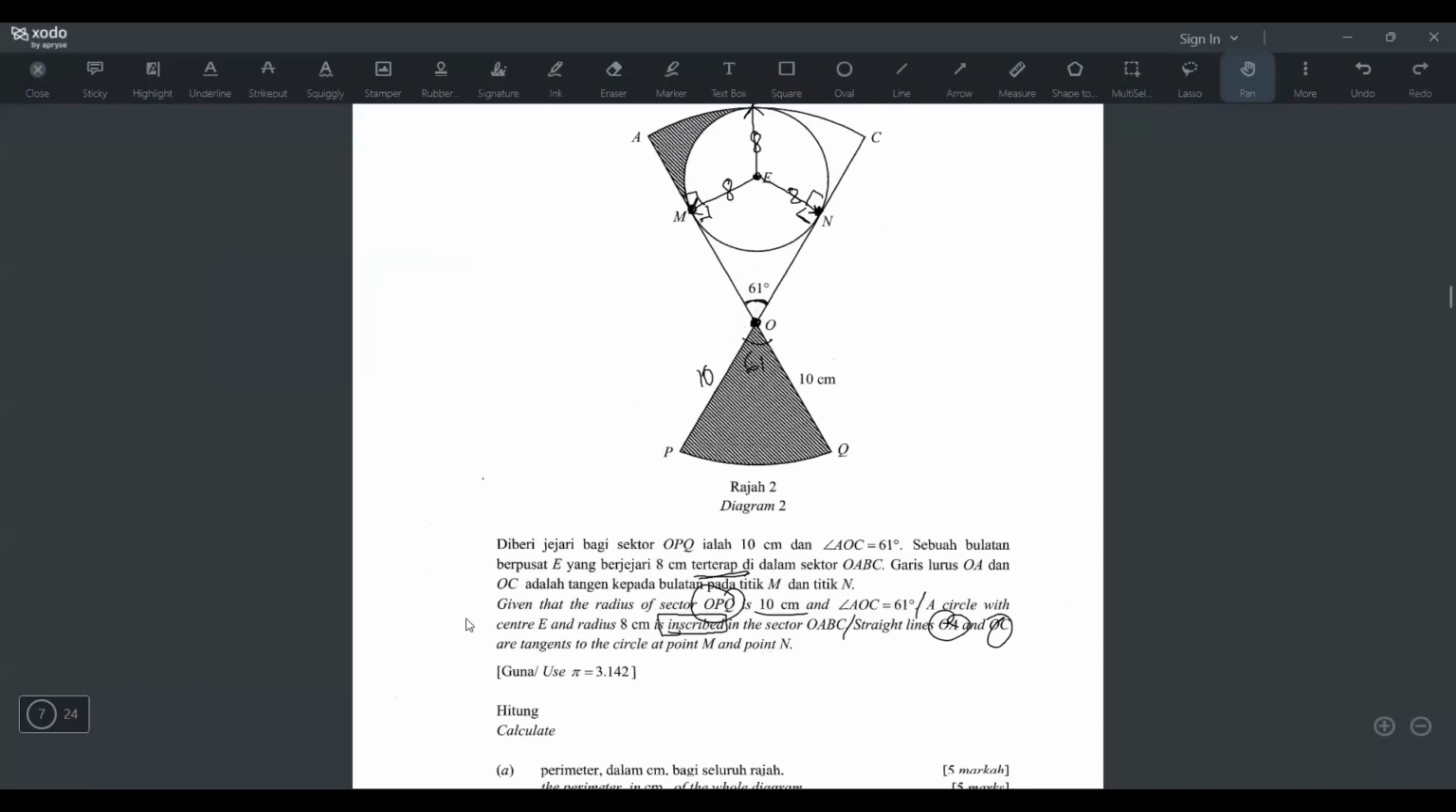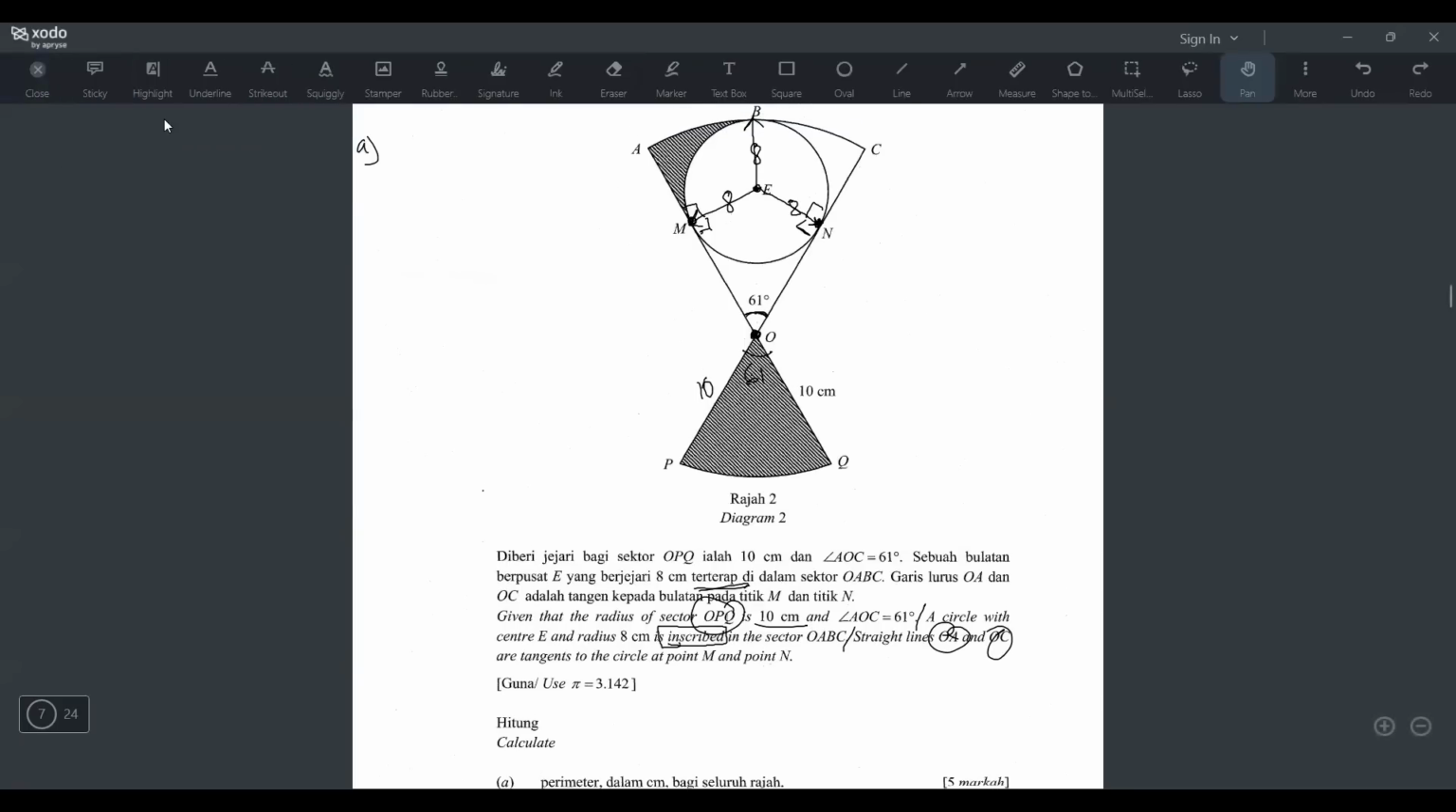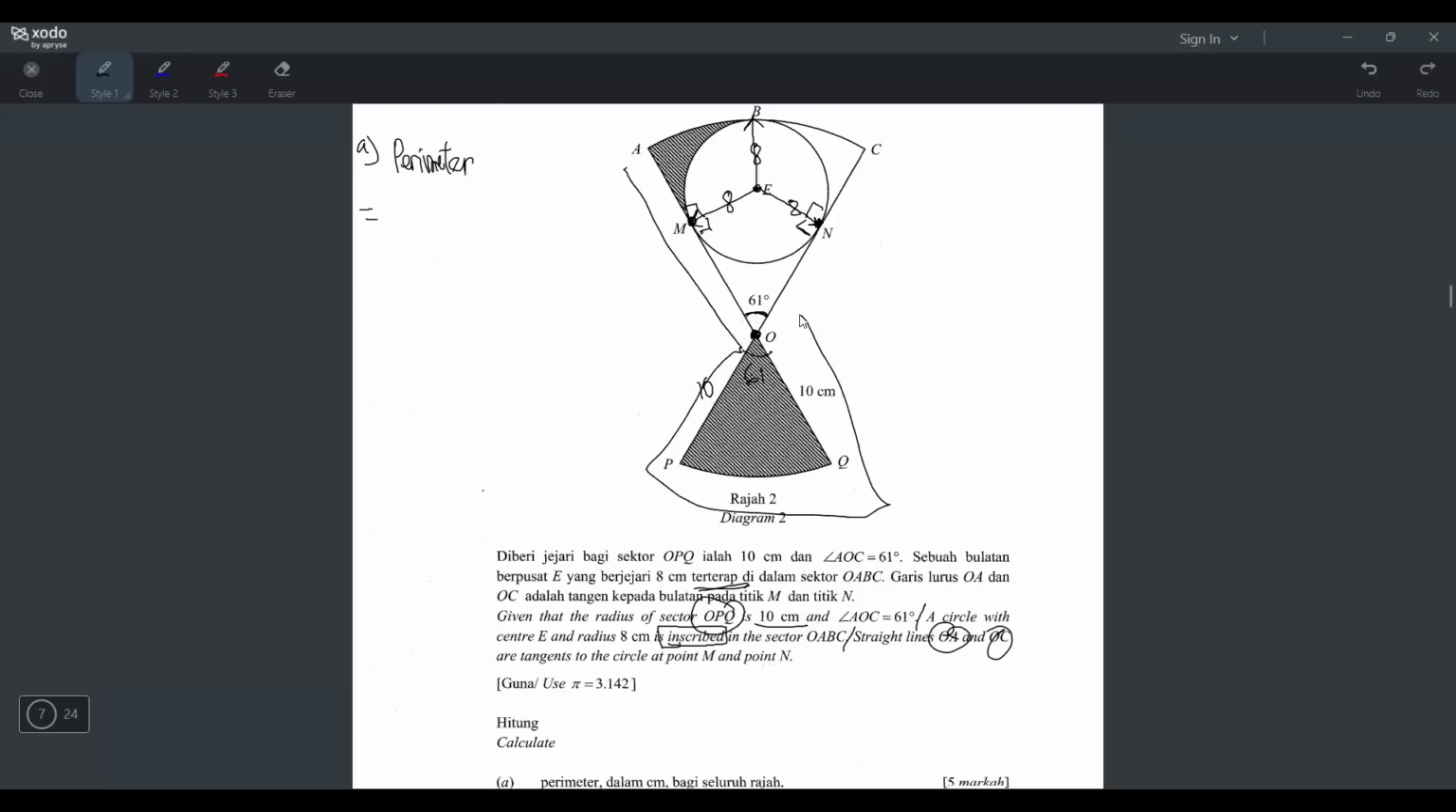Use pi 3.142. Question A, it says calculate the perimeter of the whole diagram. Even though they gave a shaded region, they want us to find the perimeter for the whole diagram, not the shaded region only. So first we have to write down how many lines we have to add. So I will write perimeter of whole diagram. I can see that the first line I need to add is AO, right? But I don't have it, right? So I need to add this line, this line, this line, this line, this line, this line to get the perimeter of the whole diagram.